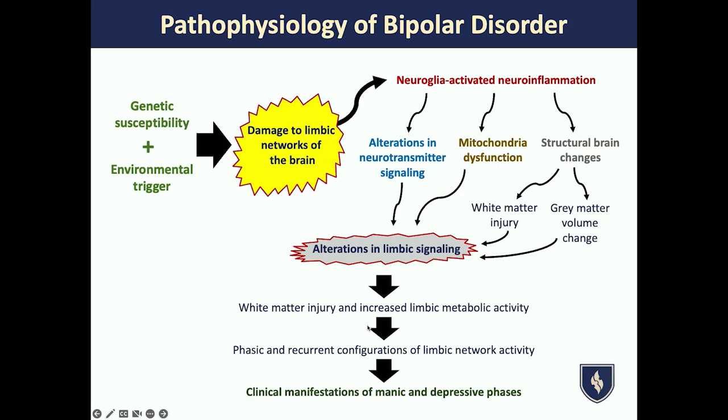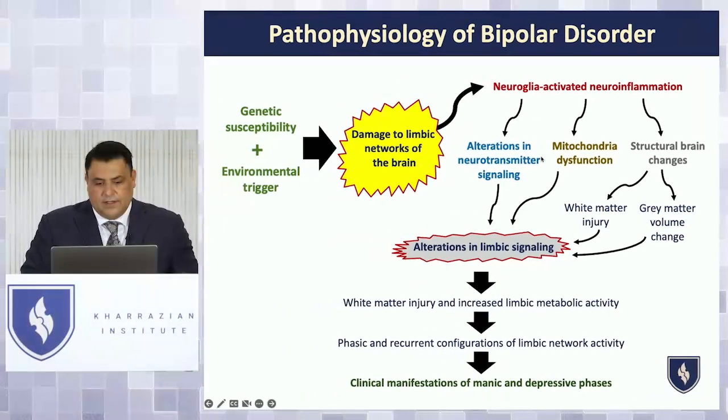Here's a way that this is simplified. So genetic susceptibility plus environmental trigger damages the networks of the brain. The glial cells are activated. This causes structural brain changes. And these can impact white matter and gray matter. It can cause mitochondrial dysfunction, alterations in limbic signaling, and this then leads to white matter injury and increased limbic metabolic activity, phasic reconfiguration of limbic network activities, and co-manifestations of manic and depressive states.